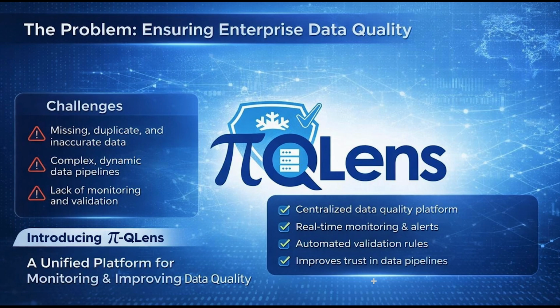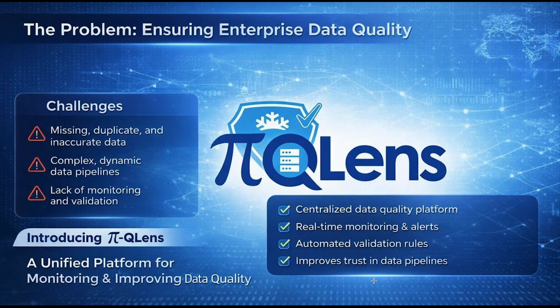Large enterprise systems process massive volumes of data coming from multiple sources. During this process, issues such as missing values, duplicate records, inconsistent formats, and invalid entries frequently occur. Without proper monitoring and validation mechanisms, these issues propagate through the data pipelines and eventually impact the business intelligence dashboards, machine learning models, and operational systems.